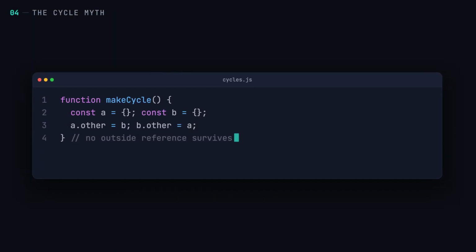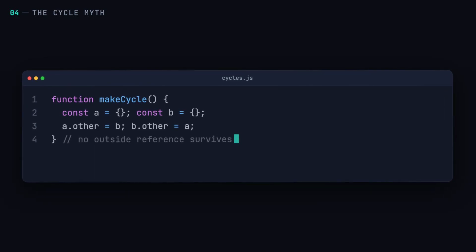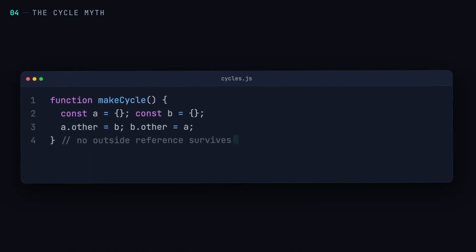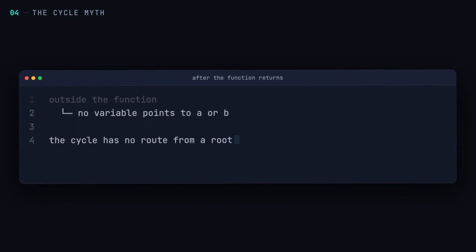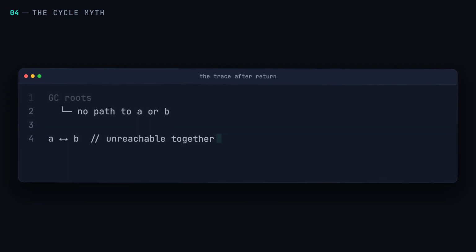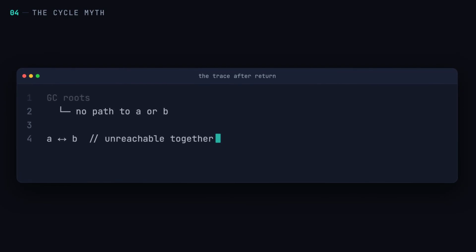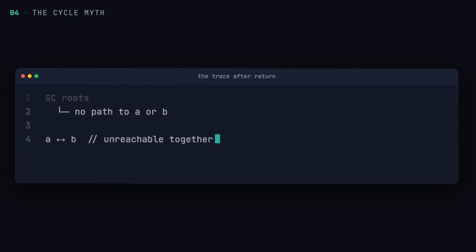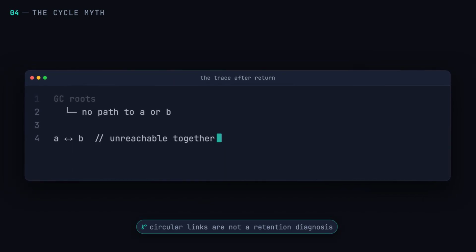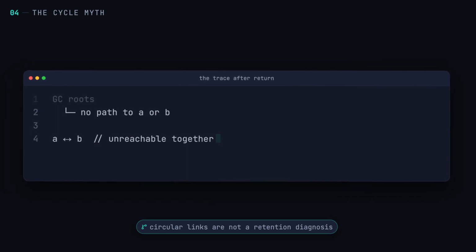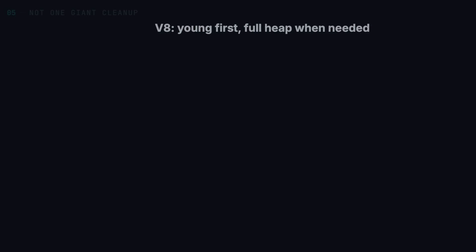First myth demolished. Two objects point at each other. That looks suspicious. A points to B, B points back to A. Then the function returns, and nothing outside that little circle points in. They do not leak just because they form a cycle. V8 starts from roots, cannot reach either one, and can collect both. A cycle matters only if something reachable still points into it. That is why reference counting got this case wrong, while reachability does not.